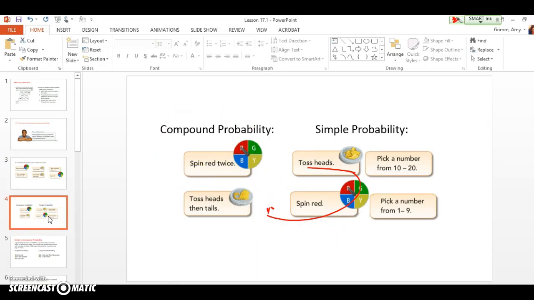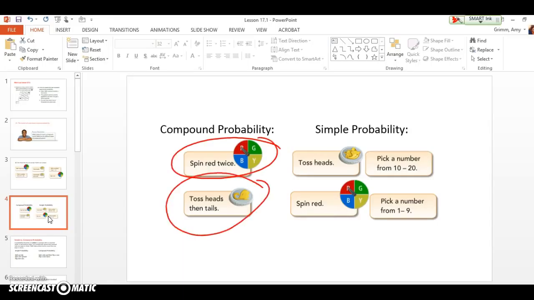This is what's called compound probability. When I spin something twice, when I toss heads and then tails, I did it more than one time. And I can do it multiple times. I can do it 3 times, 4 times, 100 times. That is compound, okay? Simple probability is everything we've done up until this point where I just did something one single time. That's the difference between the two, okay? That is the first big idea that you need to get for today, that you understand the difference between those two, okay?